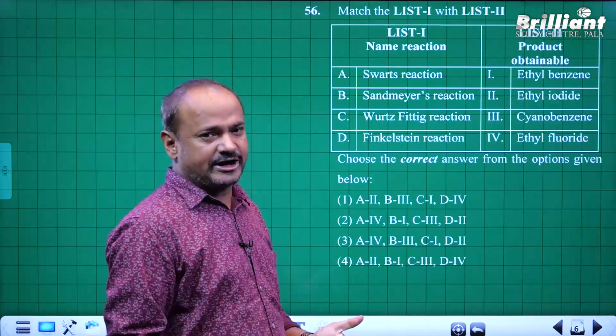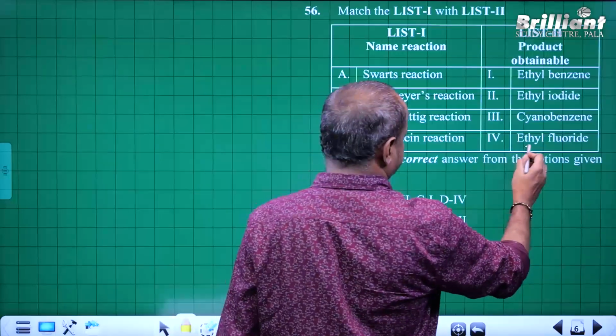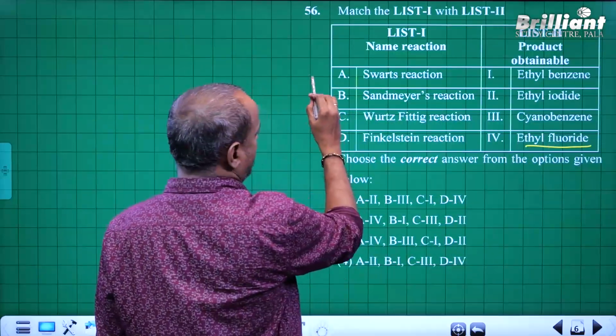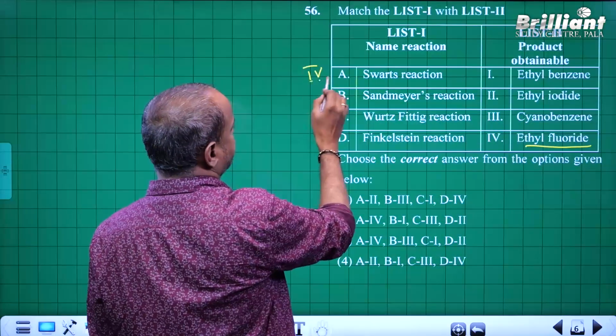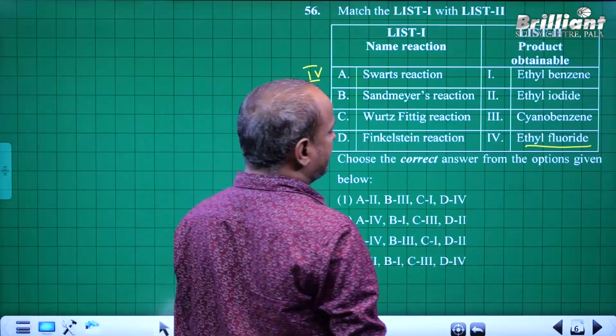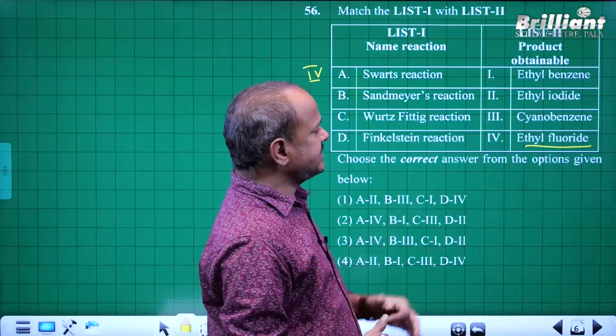Schiemann reaction, fluoride formation. Sandmeyer reaction, aryl halides, aryl benzenes and also cyanobenzene.